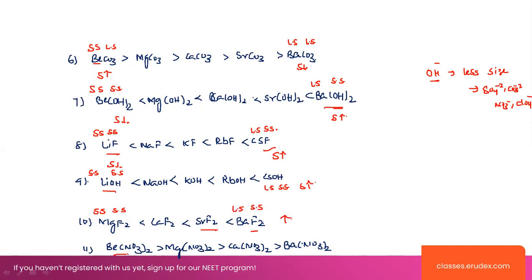Coming to this one, nitrates. Nitrates are large in size. So we will take the small size, large size. And here it is large size. This will be of the small size. Look, large size and the large size. So solubility order will be less here.